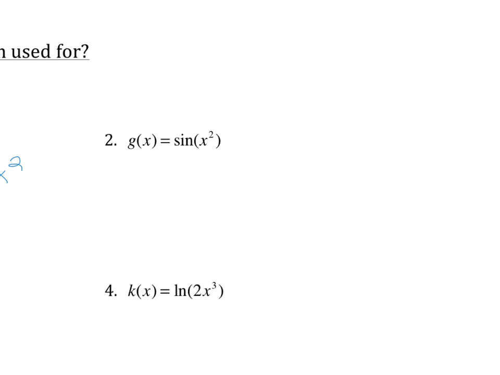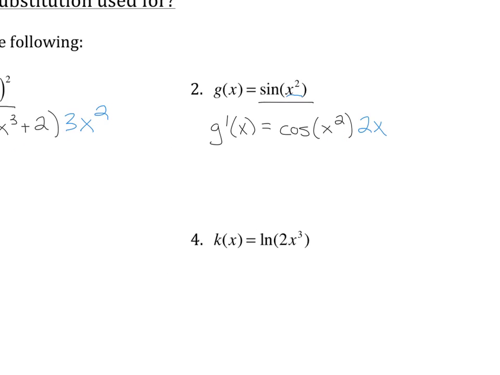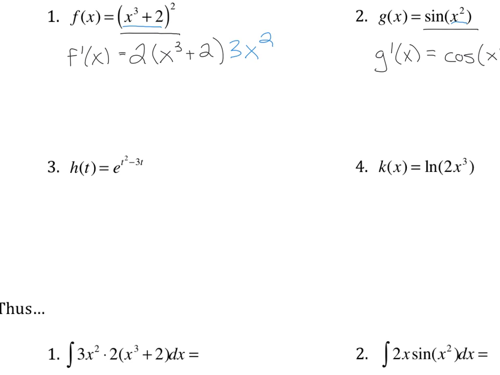All right, let's move on to number 2. Again, composite function, so we're going to need our chain rule. We will differentiate the outer function first and say that g prime is, well, the derivative of sine anything is cosine of that anything. And then inside we have this x squared, which has its own derivative, which is 2x.